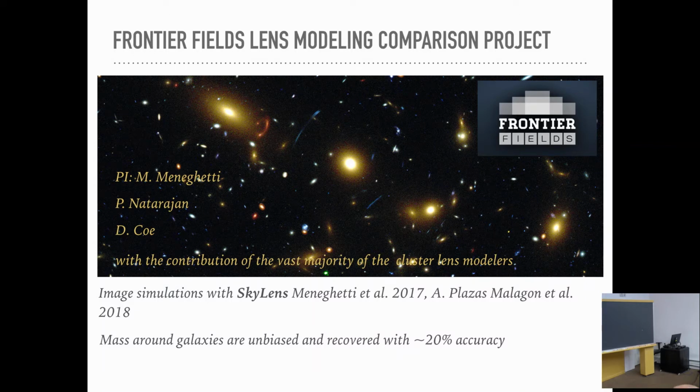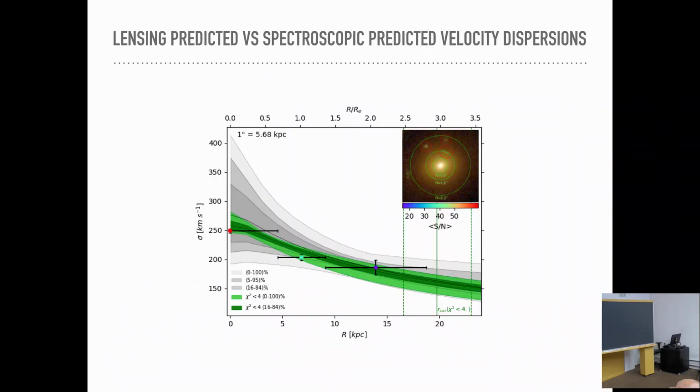And in this case, for what regards the signal produced by the cluster galaxies, what we could see is that we can recover the mass around each individual cluster galaxy with the methods that I illustrated earlier, with a precision which is of the order of 20%. Okay. Then we can do some other tests.